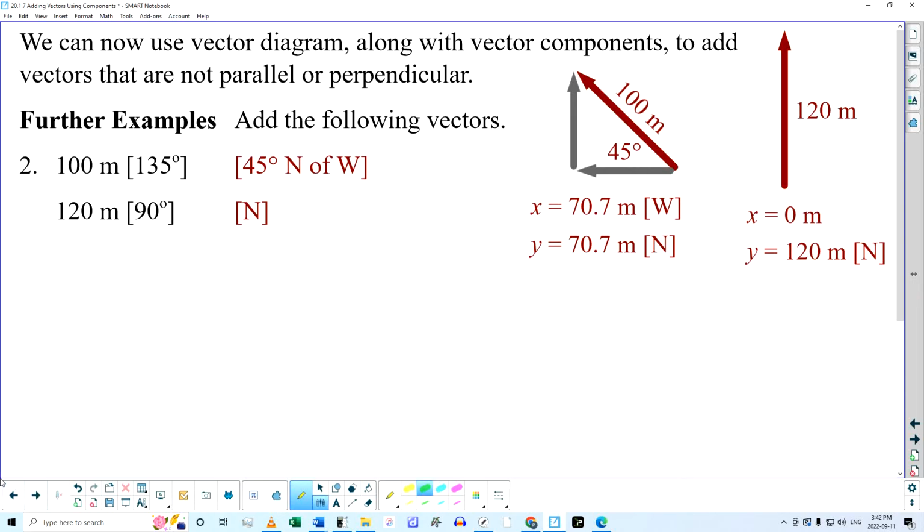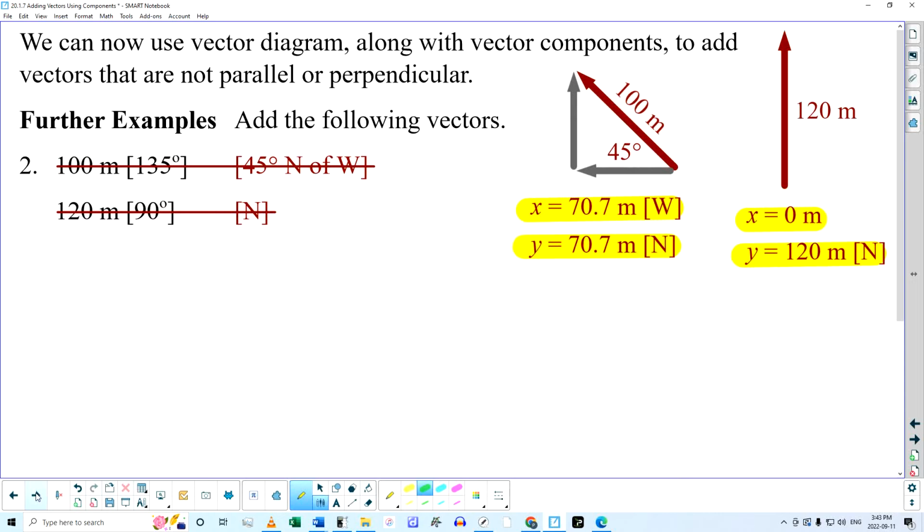Now, the point I want to make right now, and this is really important that you understand this procedure, is that this 100-meter vector at 45 degrees north of west, we don't need it anymore. We're done with it because what we have instead are these two vectors, which are the same as 100 meters at 45 degrees north of west. And this 120 meters north, it's not necessary either, because we can replace it with two vectors that are horizontal and vertical components.